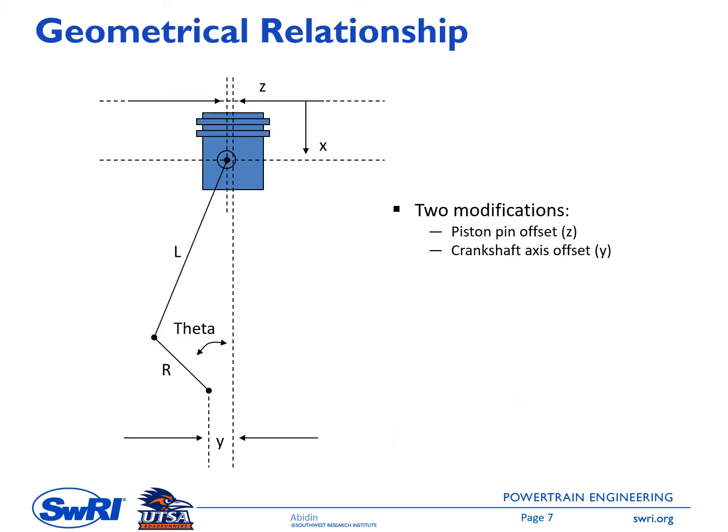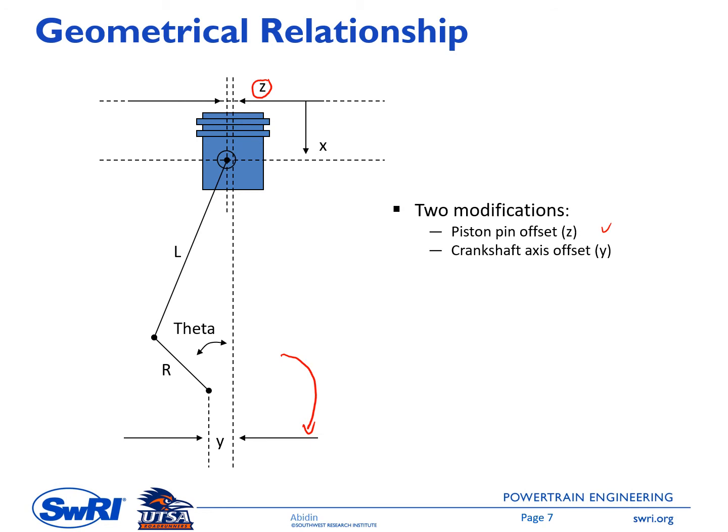In a practical reciprocating engine, there are two modifications that can be applied. Number one is what is called a piston pin offset. In this case, the piston pin axis is offset by a certain amount from the crankshaft axis. We have a Z. For clockwise rotation, like this one, the piston is shifted to the left by the amount Z, and Z here can be a certain percent of the engine bore.